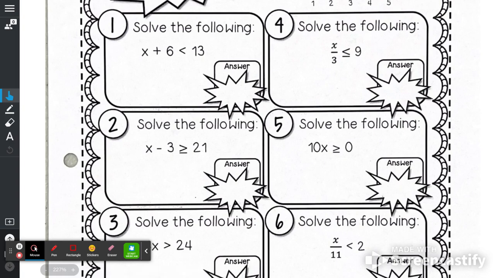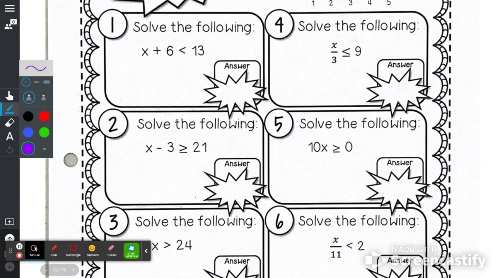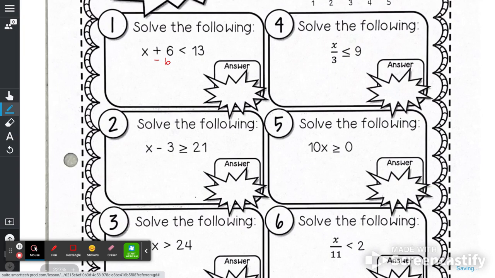Okay, so looking at number 1, solve the following. x plus 6 is less than 13. What did you do? I put negative 6 underneath. Okay, and those two canceled out, then what? And I had 13 minus 6. Perfect. Got 7. Okay, and drop the x down. And the less than sign. So I have x is less than 7. Thumbs up or thumbs down?